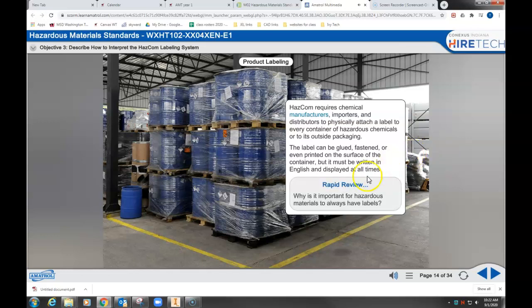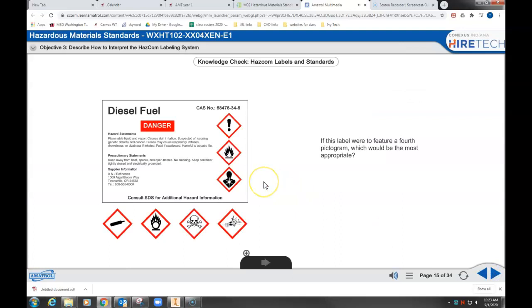Why is it important for hazardous materials to always have labels? If this label were to feature a fourth pictogram, which would be the most appropriate?